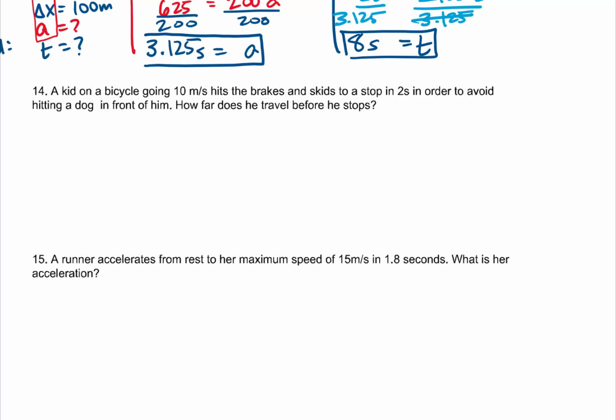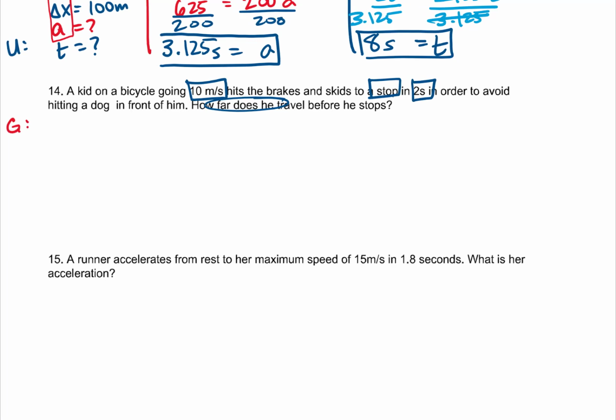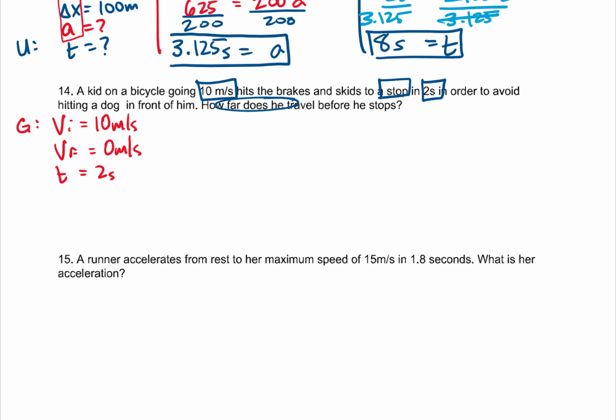Number 14, a kid on a bicycle going 10 meters per second hits the brakes and skids to a stop in 2 seconds because he wants to miss a dog. How far does he travel before he stops? So for this one, my givens are that we have an initial velocity of 10 meters per second, a final velocity of 0 meters per second, a time of 2 seconds, and our unknown. Ultimately, we want to know how far does the kid travel.